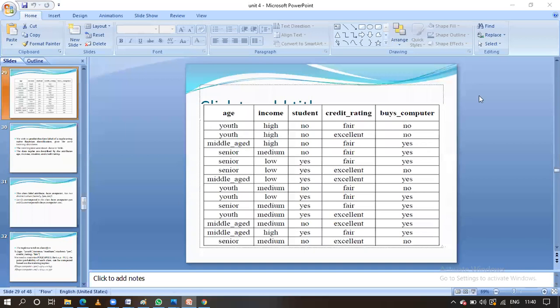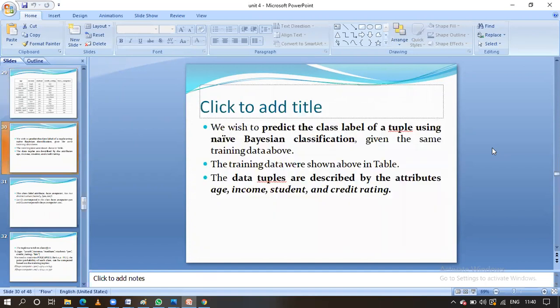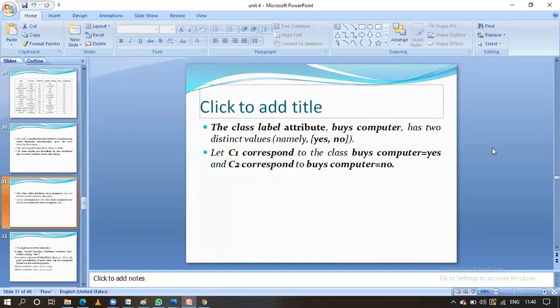Guys, in the previous class, we discussed how to work with Naive Bayesian classification. Here is the input data, consisting of age, income, student, credit rating, and buys computer. From this, we have to predict, for given data like age, income, student, and credit rating, whether he is able to buy a computer or not. For that, we are going to use Bayesian classification.